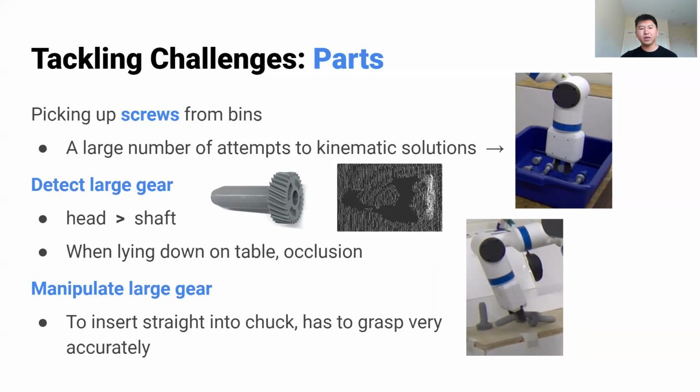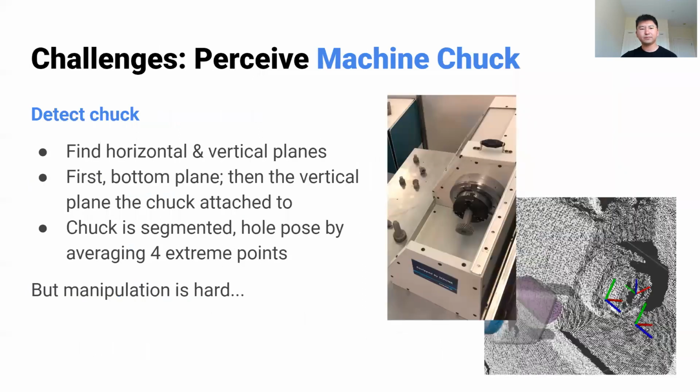For manipulation, because we need to insert the large gear straight into the chuck, the robot will have to grasp it very accurately, as you can see from the right photo. Before the robot grasps the large gear, the robot will need to know where the hole is for the insertion.